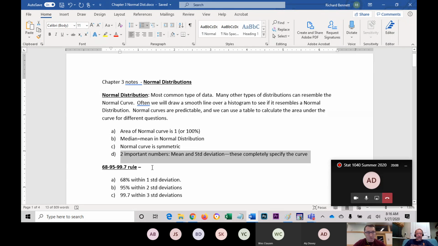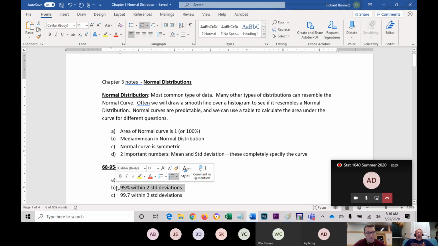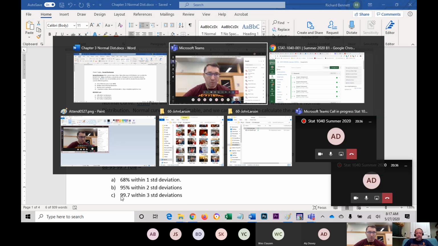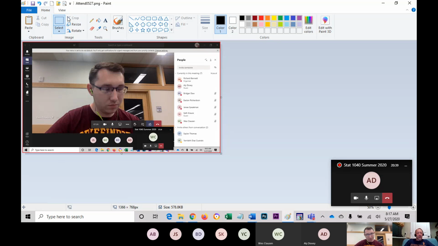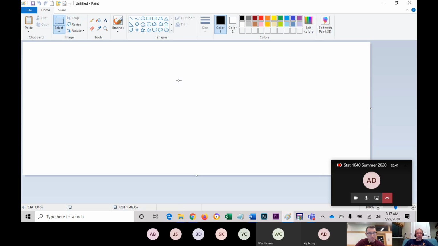So we actually have a fantastic rule called the 68, 95, 99.7 rule. And so the idea with that rule is 68% of your data are within 1 standard deviation of the mean. This is only for the normal curve. Excuse me, 95% is within 2, and 99.7% of your data are within 3. And so here we go. Let's go ahead and I'm going to open this up.